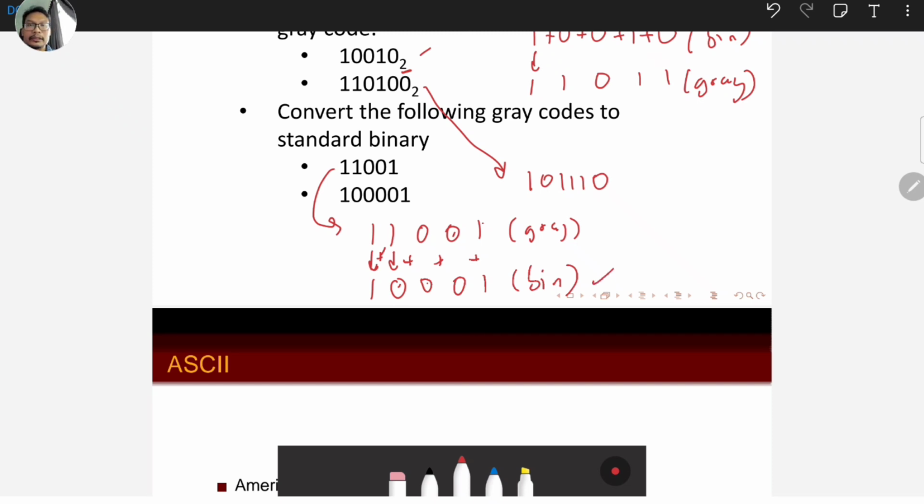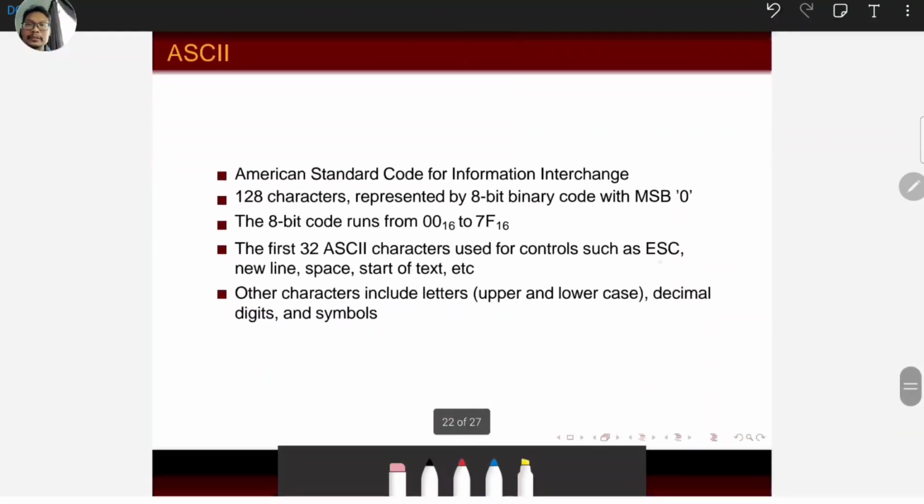11001. Okay, so this is your equivalent binary. So you can do the same here. You can do the same there and get the... okay, so let's leave that as an exercise, how to convert from Gray to binary.